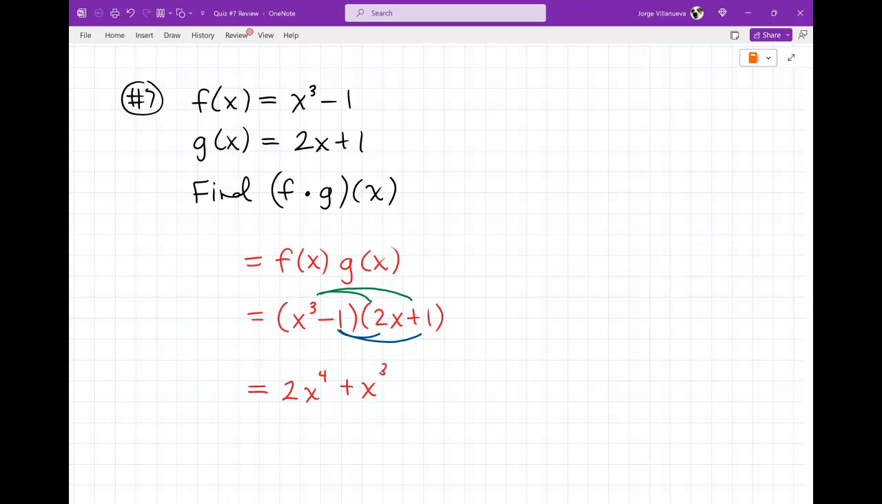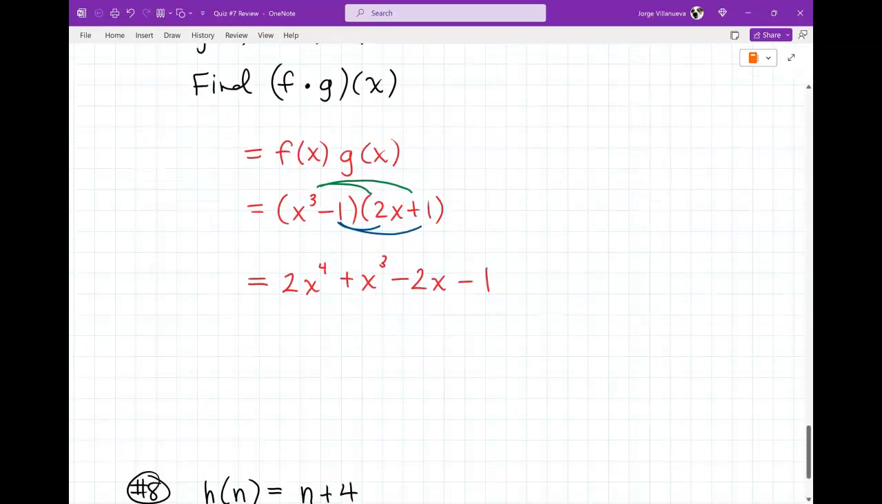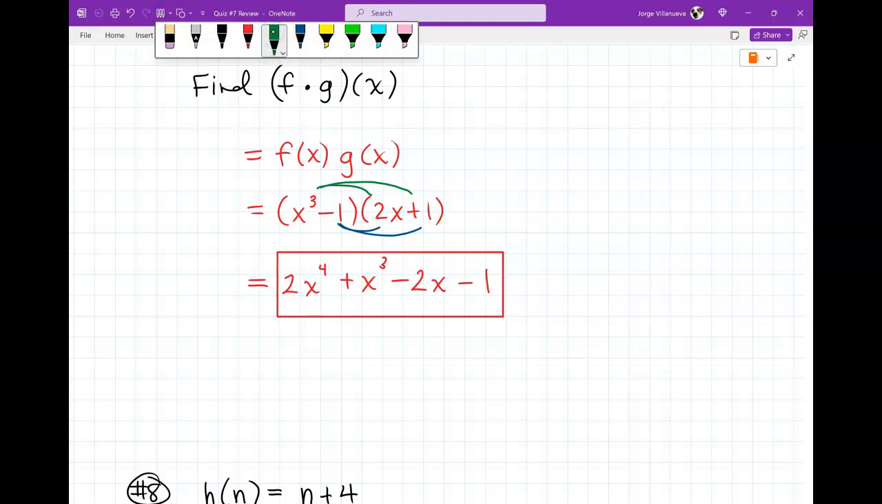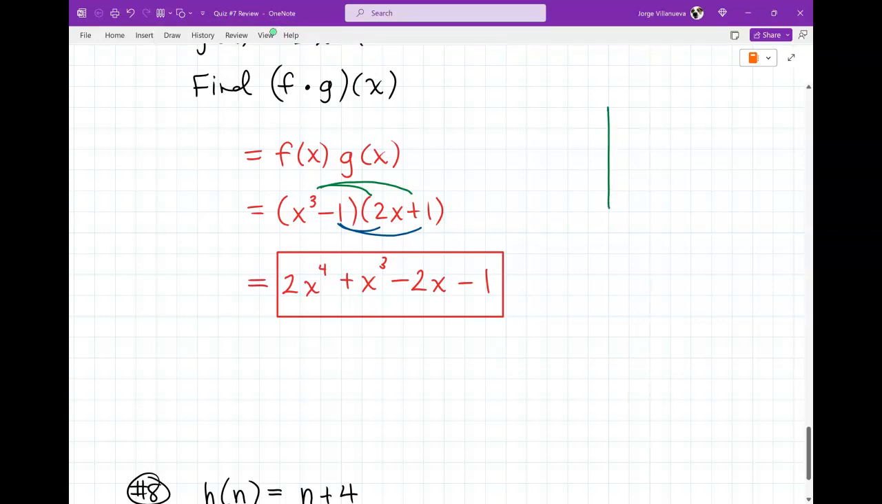And then we're going to go to the blue lines. Negative 1 times 2x is negative 2x. And negative 1 times positive 1 is negative 1. Can I combine any of this together? No, they're not like terms. Yes, they all have x's, but they don't all have the same power on those x's. So this is it. This is your solution. Okay, and we're done. Now, I'm going to use the color green over here for scratch work. Okay, this is what the box method is going to look like.